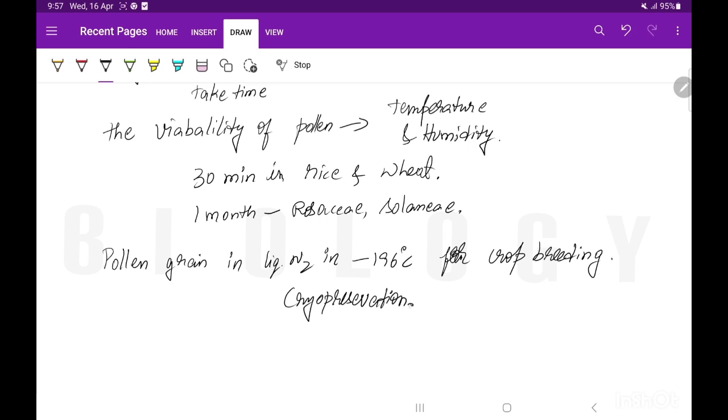So this is the end of the topic male gametophyte. Next we will see the female gametophyte in the coming sessions.